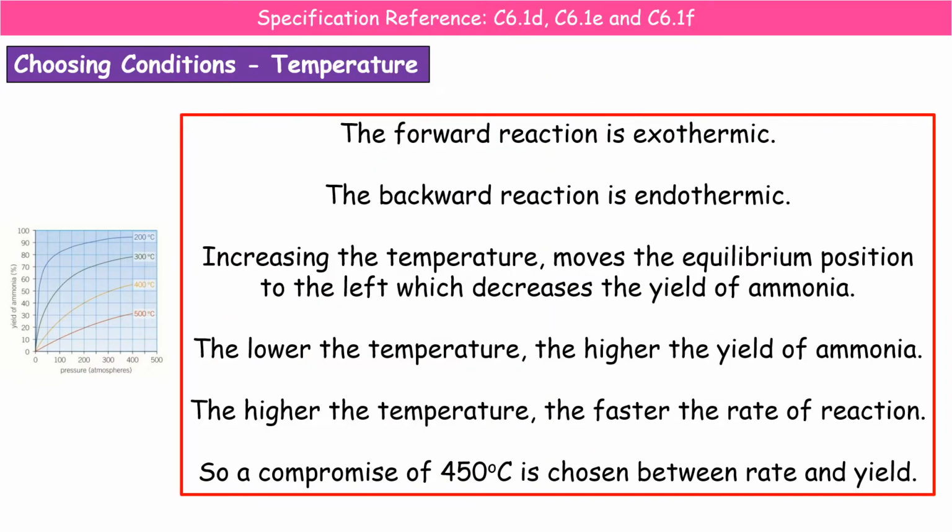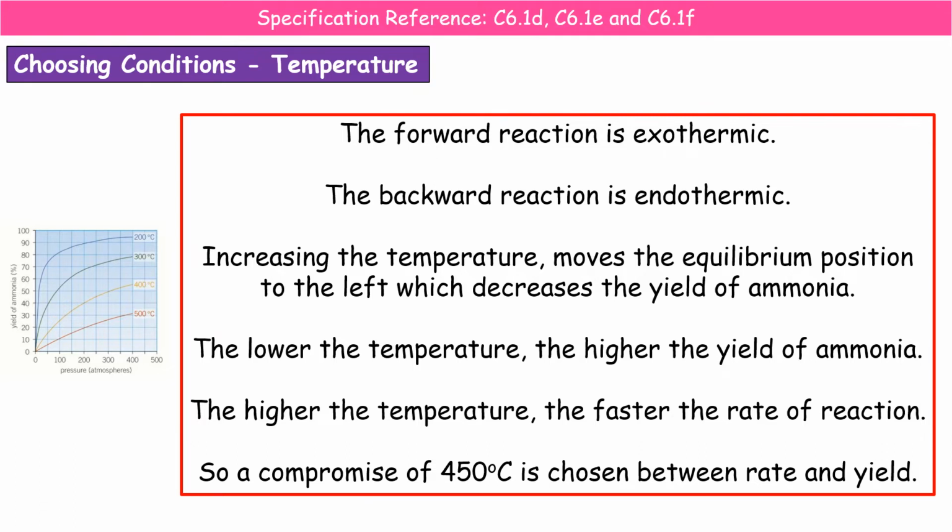What we're going to do then is go through the actual conditions we choose and why in turn. First one is going to be temperature. If we consider the actual reaction that takes place in the Haber process, it's a reversible reaction, therefore we need to know what direction is exothermic, what direction is endothermic. In this case, the forward reaction is exothermic, the backwards reaction is endothermic.